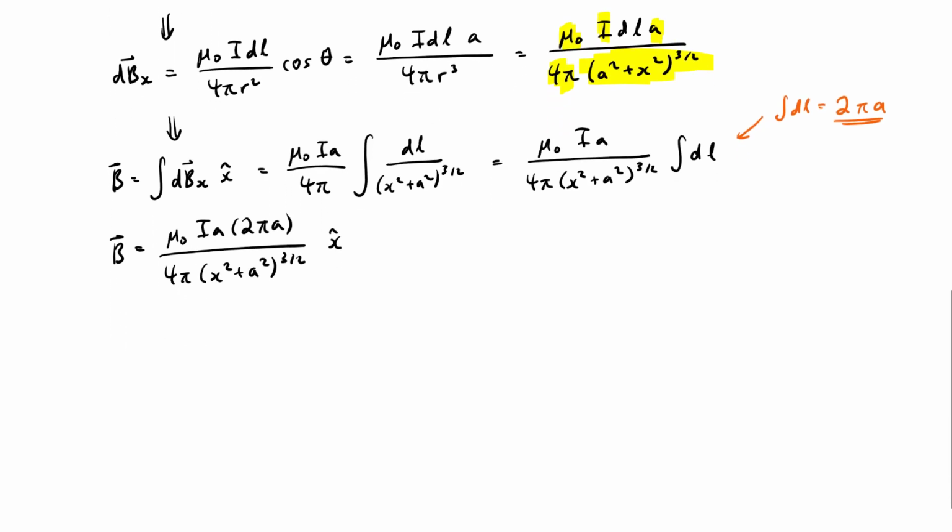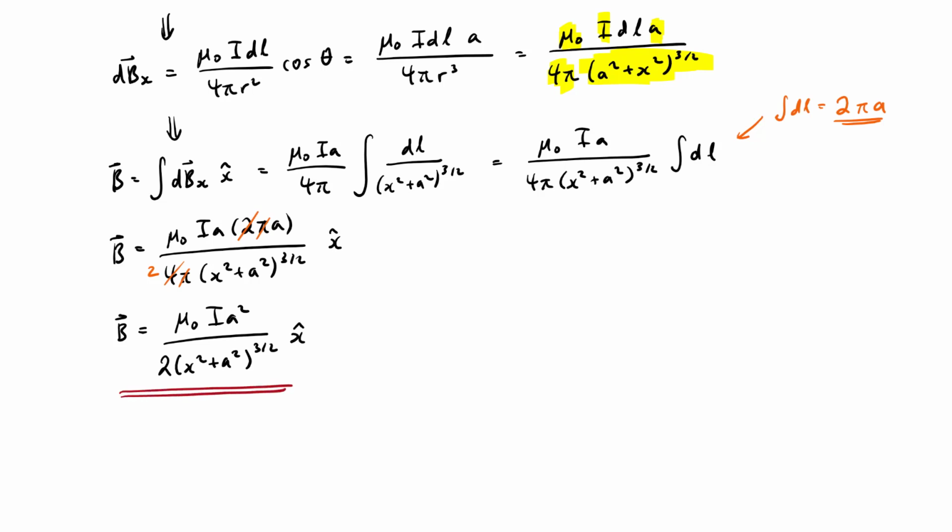So if I want to simplify this, I have B is equal to mu naught I a squared over 2 times x squared plus a squared to the power of 3 over 2 in the x direction. And that is your answer for the total magnetic field at an arbitrary point P away from the axis of a circular loop that carries a current.